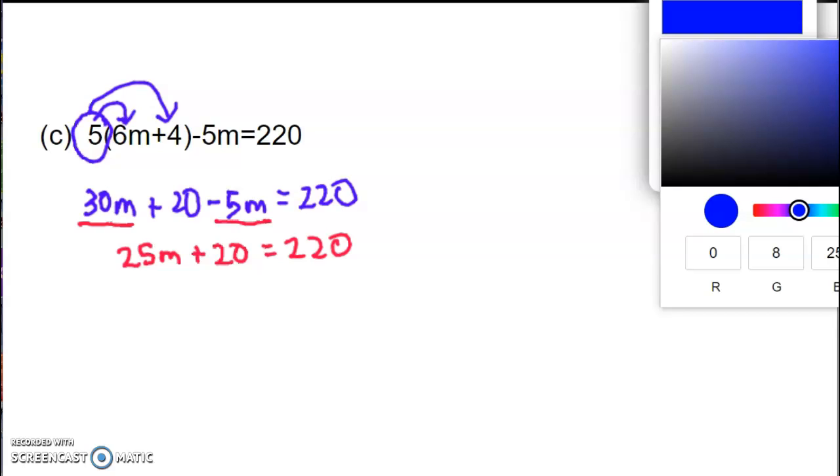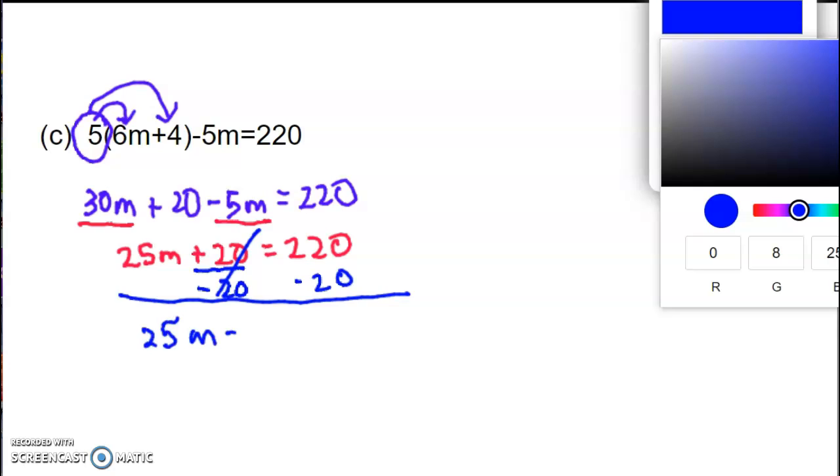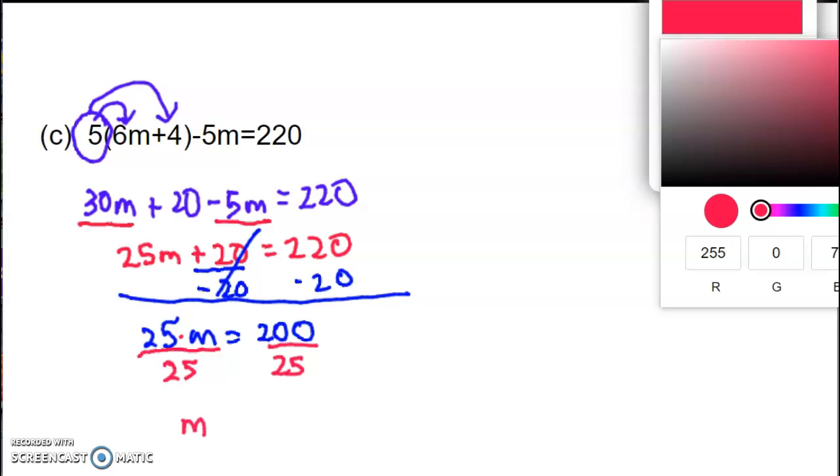Again, m is being multiplied by 25 first and then added to 20. So to undo, we need to do the very last thing first. So we're going to subtract 20 from both sides. And that leaves me with 25m is equal to 220 minus 20, which is just 200. Again, 25 is being multiplied to m. So how do I undo multiply by 25? You divide by 25, and you get m is equal to 200 divided by 25, which is +8. So m is equal to 8.